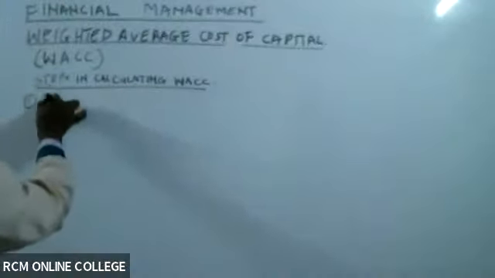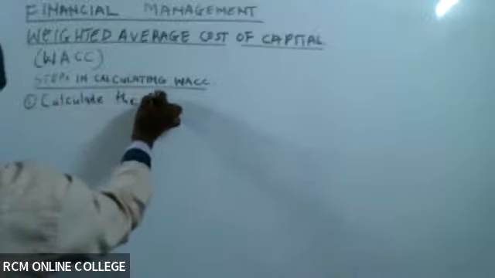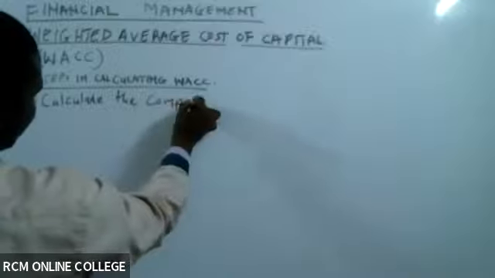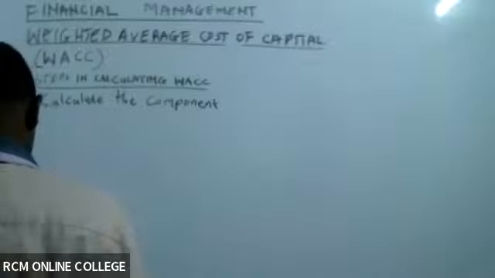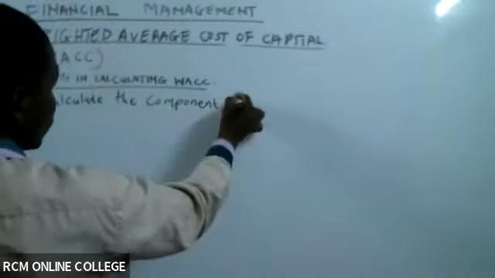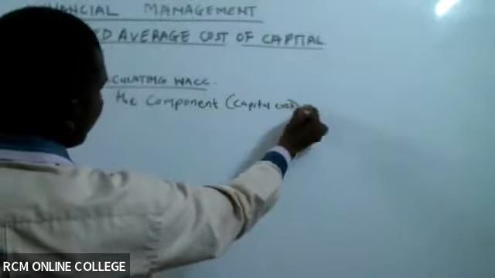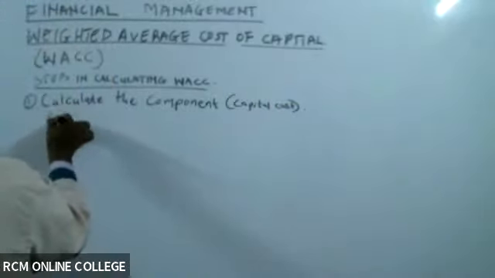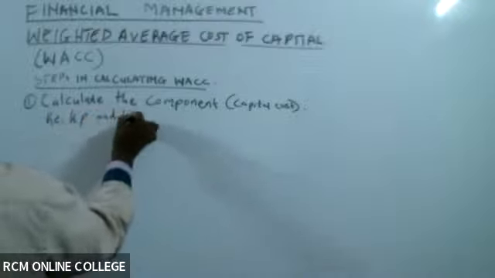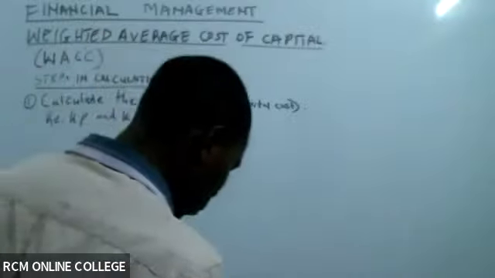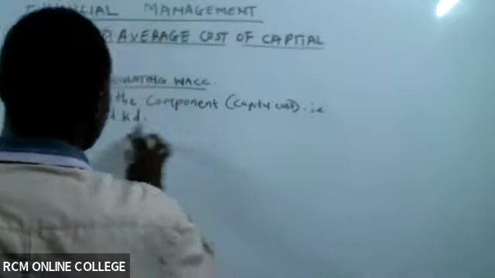It is to calculate the component cost. Sasa mshike tu vizuri. Ukishashika hapa uko sawa. Component cost, that is capital cost. Ya sasa hiyo ni capital cost ya KE, KP and KD. Hiyo ndio step number 1. Unaweza sema IE, easy.